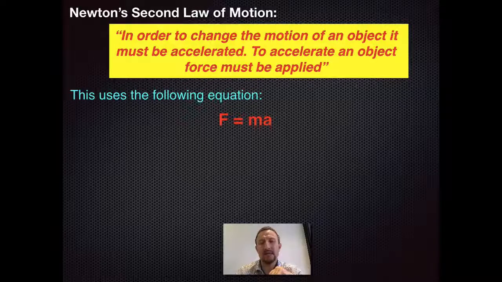Notice that the mass in this case is going to be a constant, so if we were able to plot this, what we would get is F going up the vertical, a going along the horizontal, and the gradient of the line would actually be the mass.